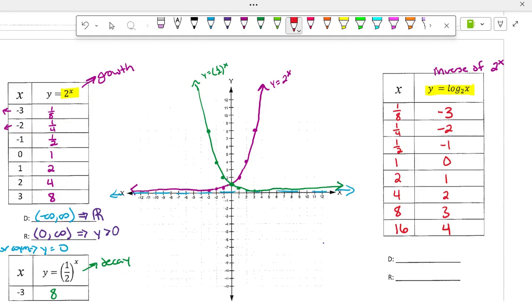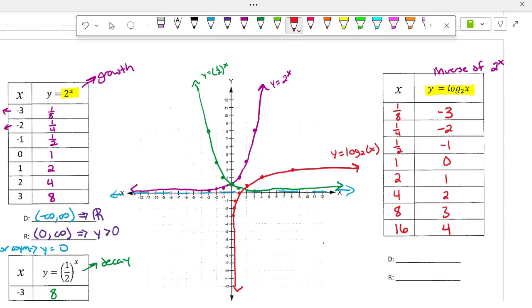So when we graph it, it would look like this. So 1/8, -3, 1/4, -2, 1/2, -1, 1, 0, 2, 1, 4, 2, 8, 3, and then we're not going to graph that last point because it'll go off the graph. So our graph will look something like this. So this is the graph y equals log base 2 of x.